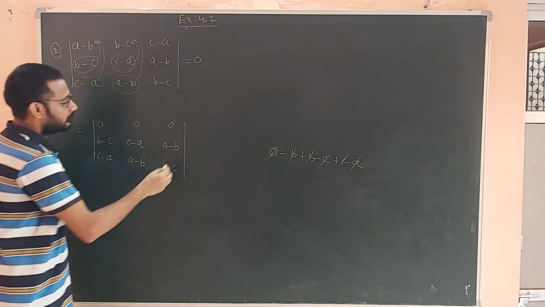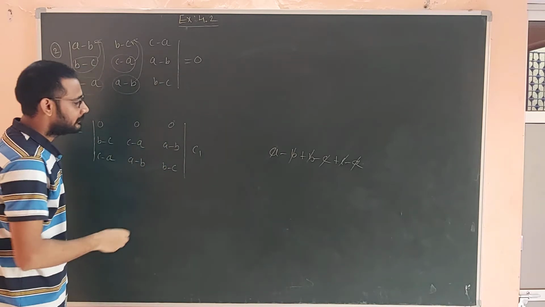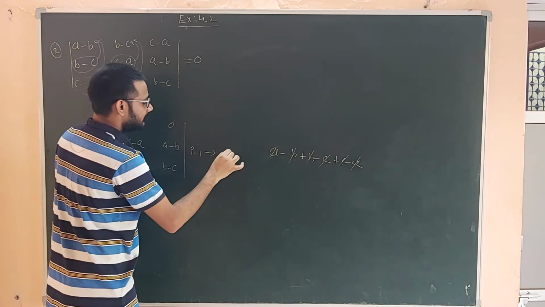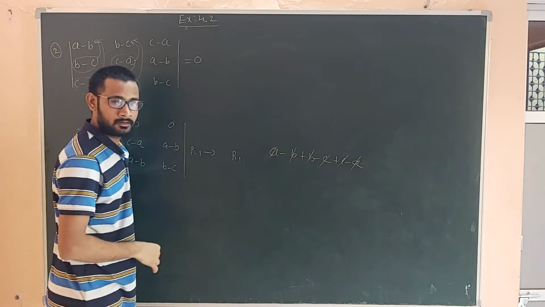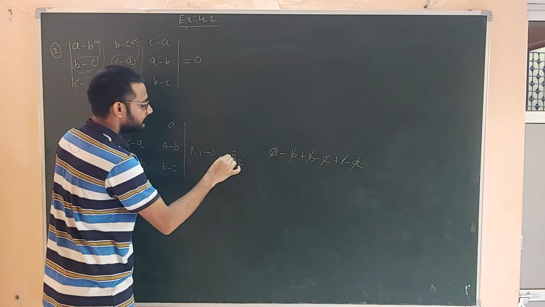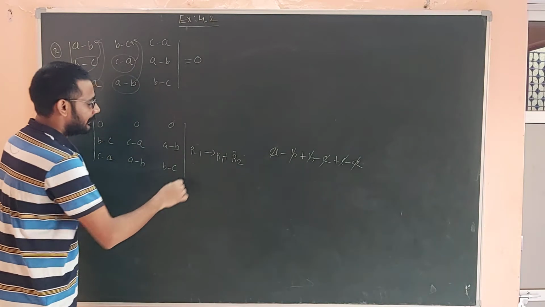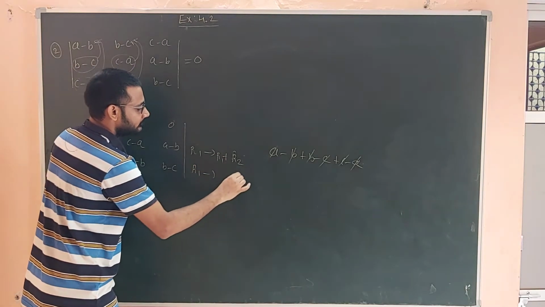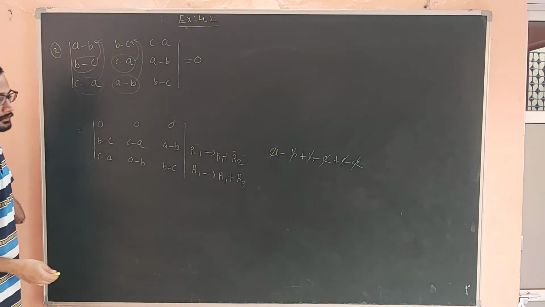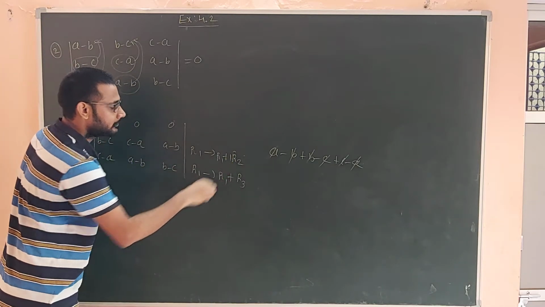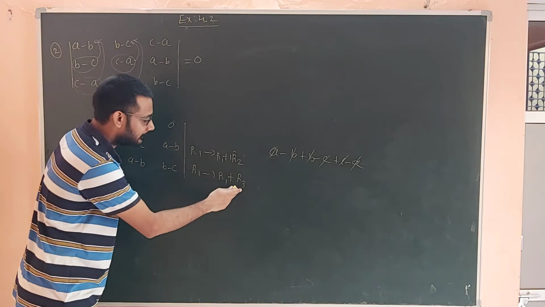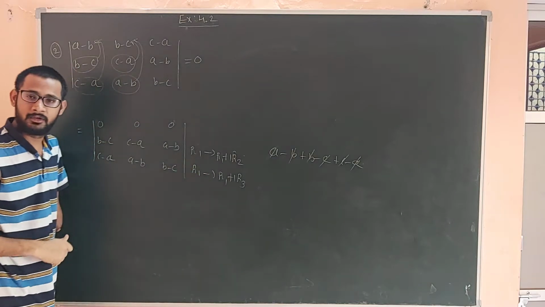Okay, so here we can write the operation like this. I multiply row 2 and add into row 1. Again I multiply row 3 and add into row 1. So I multiply R2 with 1 and add into row 1, and I multiply R3 with 1 and add into row 1.